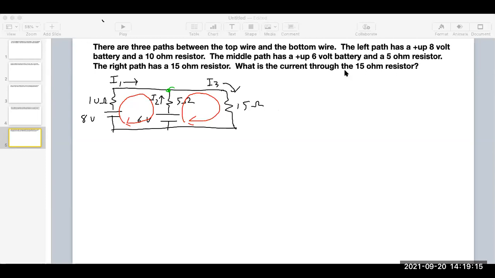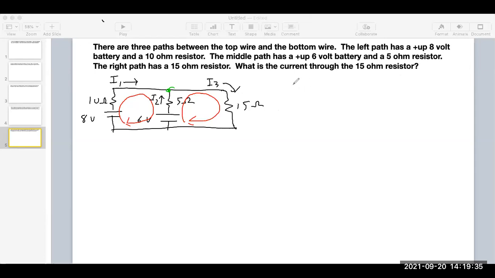Unless it's defined as positive in a certain way in the problem, if you defined a direction and it's going opposite, yeah, it is negative. Yeah, absolutely. If a question asks for the magnitude of the current, give it as positive.